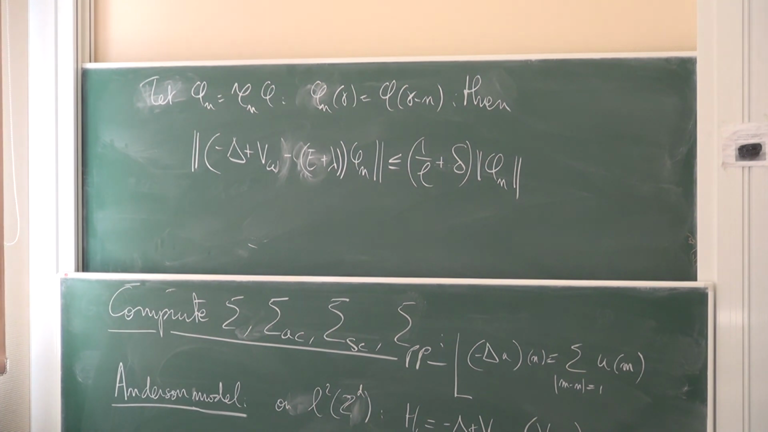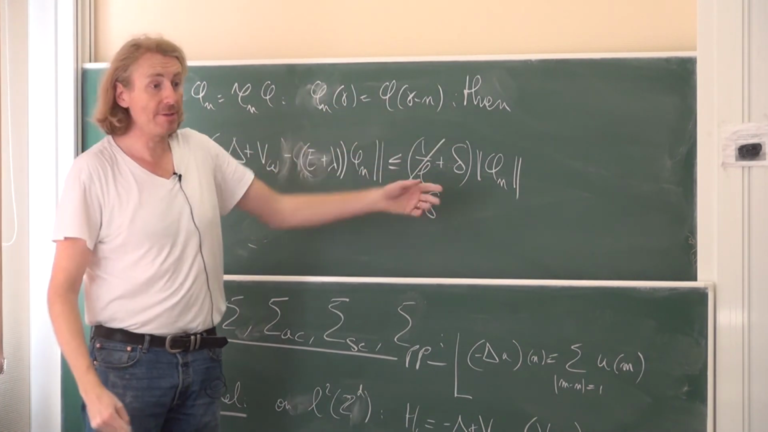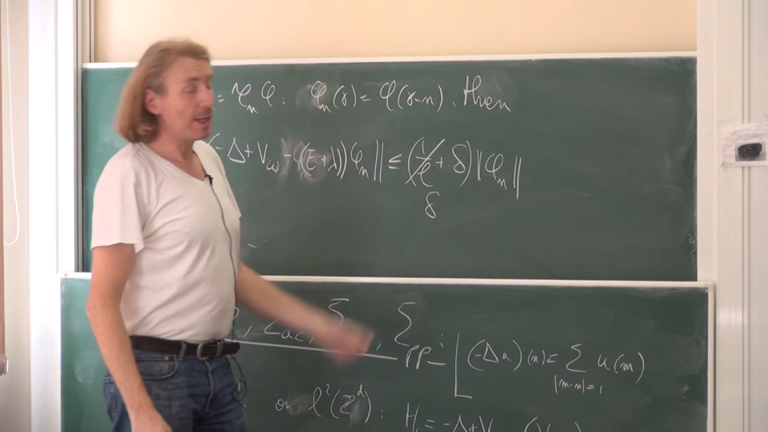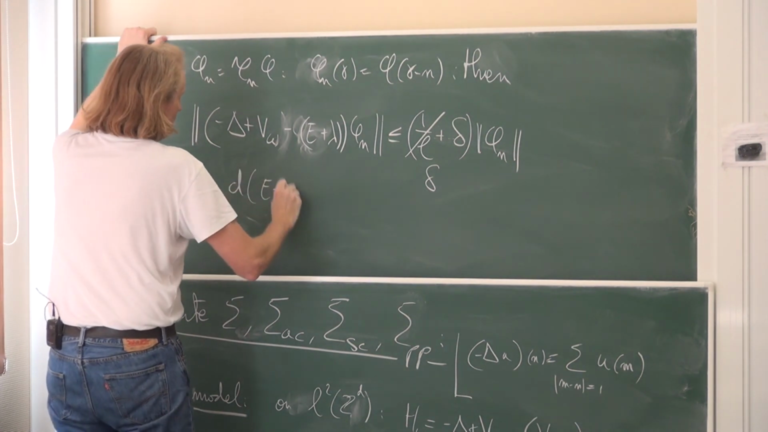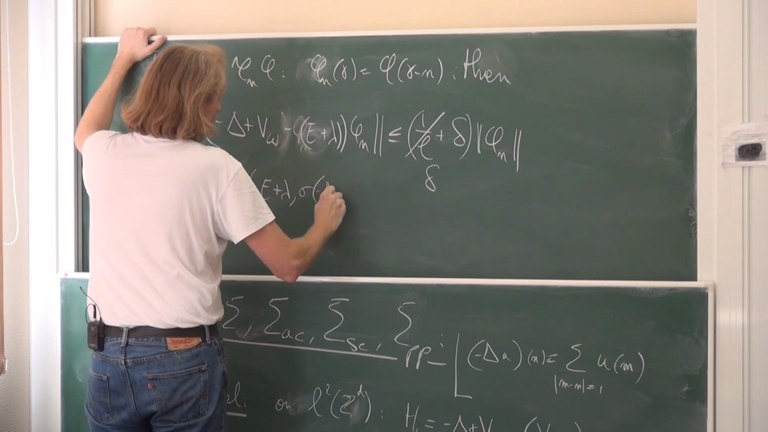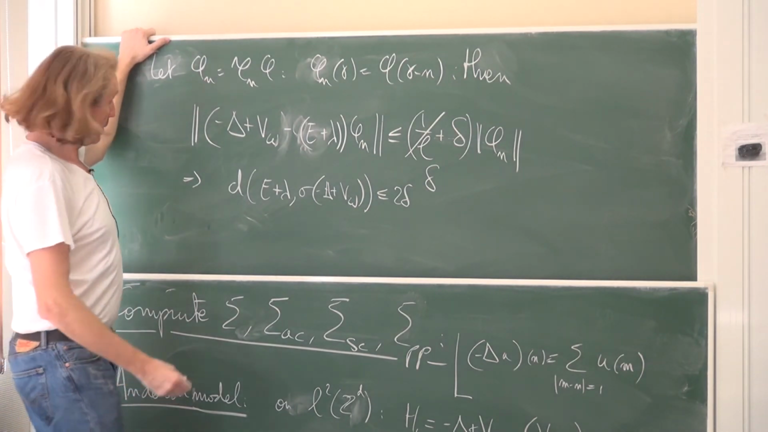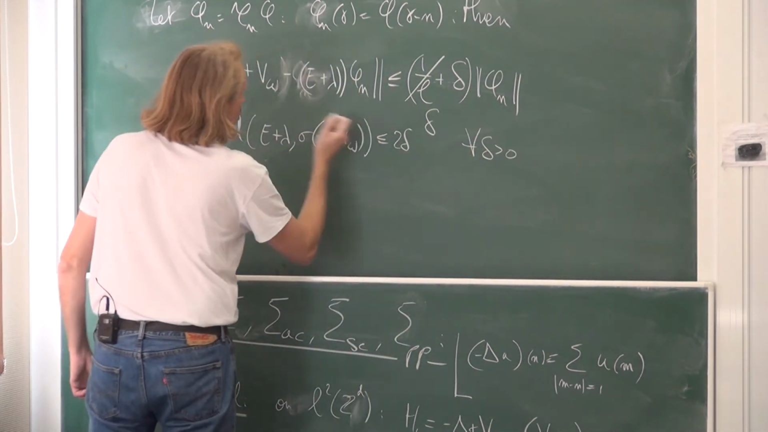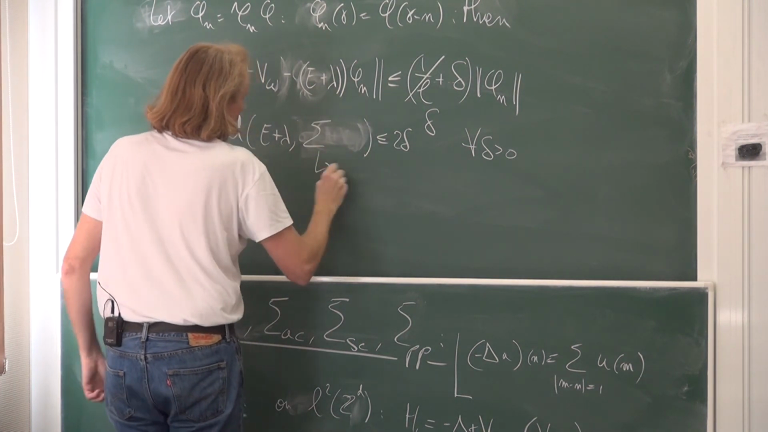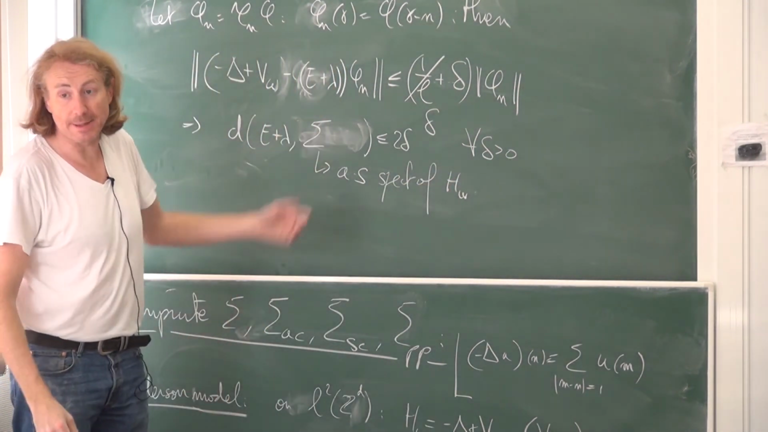Sorry, you can choose a delta first, and then you choose the L large enough so that this is less than delta as well, right? You can always choose the L large enough. You have it for a small one, take a larger one, it works still. So that this is less than delta. And we get that the distance of E plus lambda to the spectrum of minus Laplacian plus V omega is less than 2 delta. And this holds for any delta. So this is the almost sure spectrum, sigma. It's the almost sure spectrum of H omega. This is a fixed set.